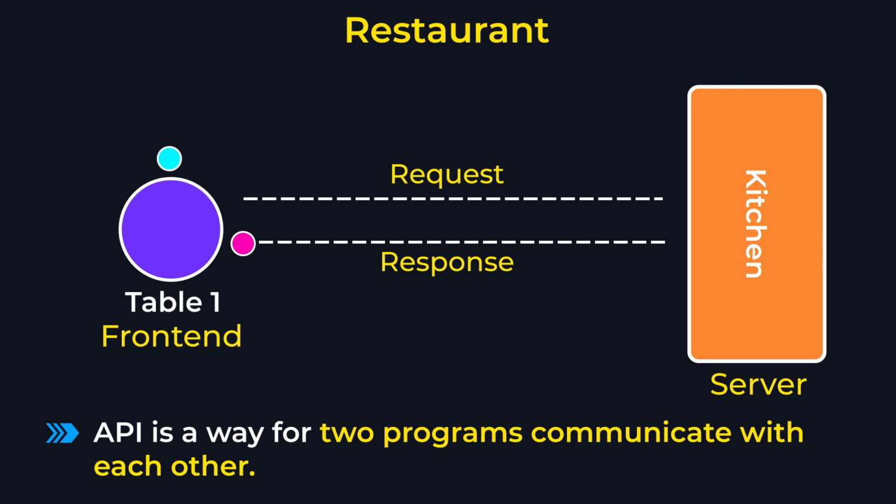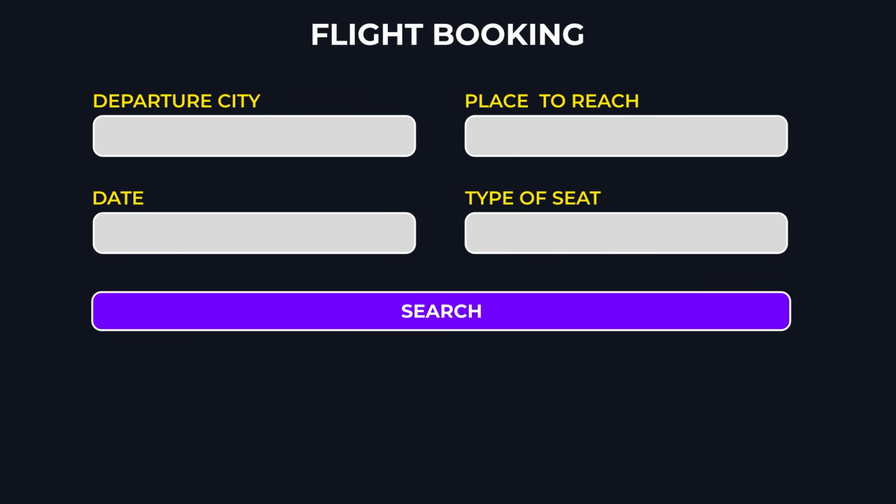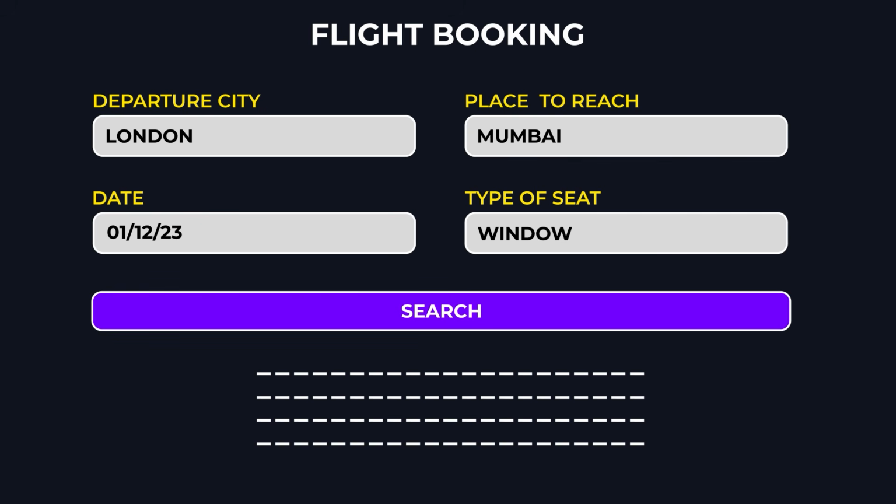Let me explain you with another real world example. So you probably visit the website which books the flight tickets, right? So in that application, let's say Emirates, we write our departure city, let's say London, and place to reach, let's say Mumbai. And we enter our dates, type of seat, and we search the flights, and it will display details for flights. That's possible because of API.